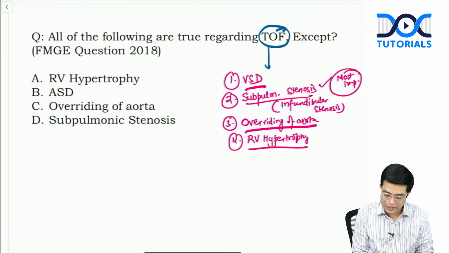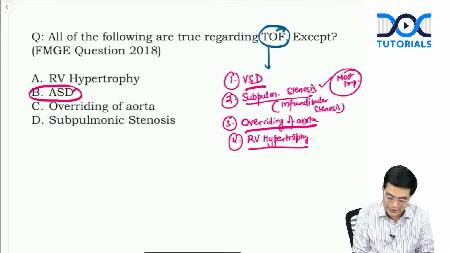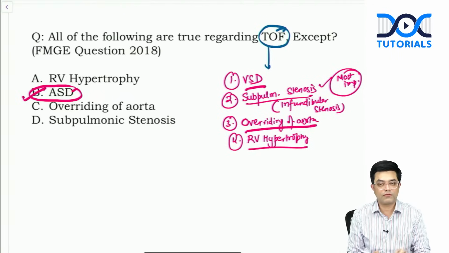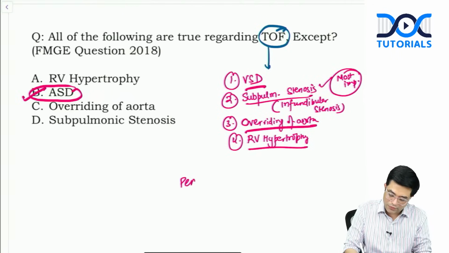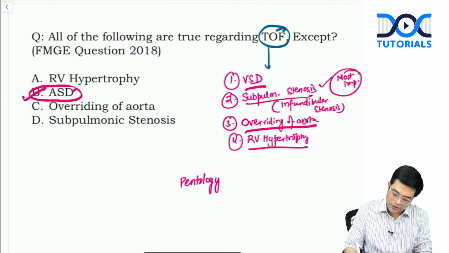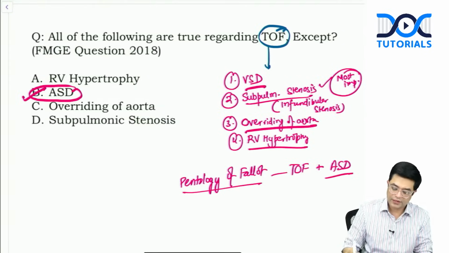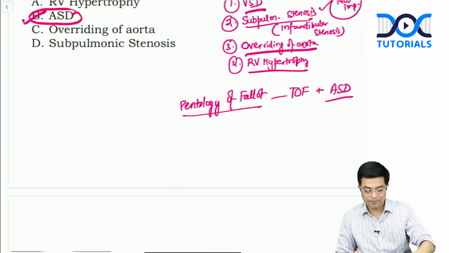So odd one out, what is it? ASD. ASD is not a component of TOF, it is VSD. ASD is a component of pentalogy of Fallot. There is a condition called pentalogy of Fallot, in which you have all of these components of TOF along with ASD, right? So the answer to this question is B.